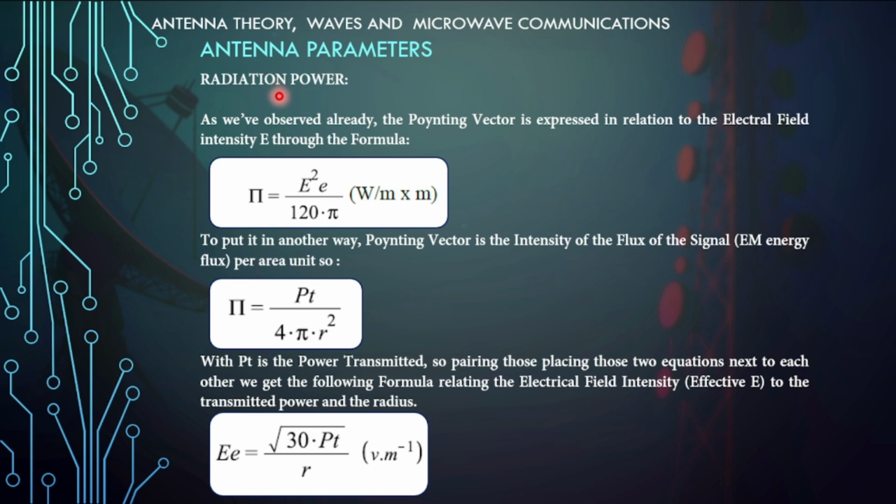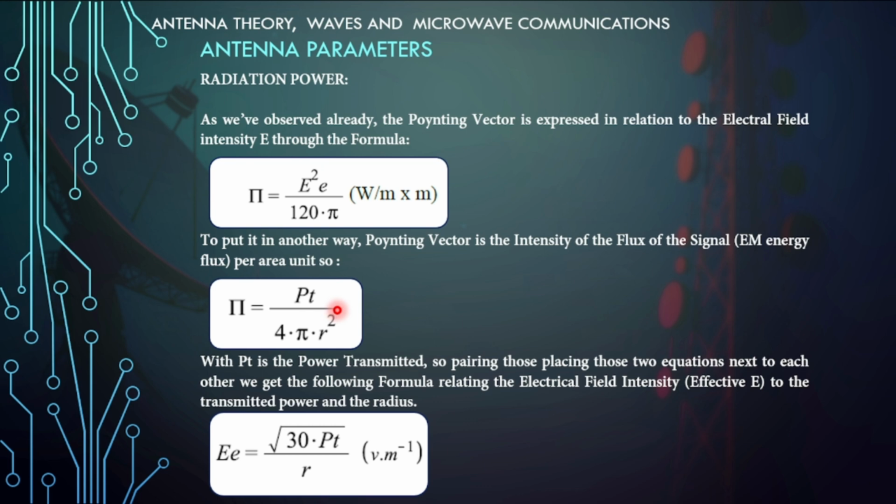So again, as we've observed, the Poynting vector is expressed in relationship to the electrical fields. So capital Pi is equal to effective electrical field intensity squared divided by 120 pi. To put that in another way, the Poynting vector is the intensity of the flux of the signal per unit area. So we can also replace it by the transmitted power divided by the area where that power is being transmitted, the area where that power is traveling and penetrating. That's a similar definition of E effective square over 120 pi.